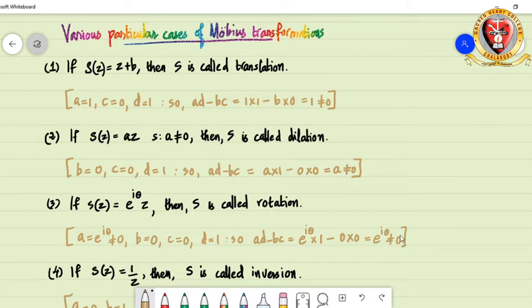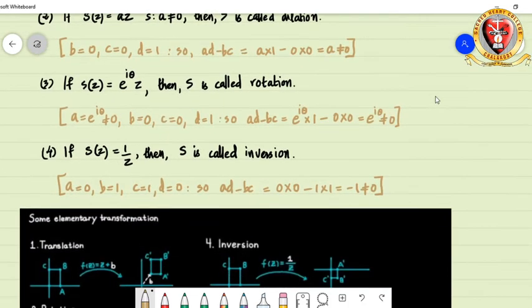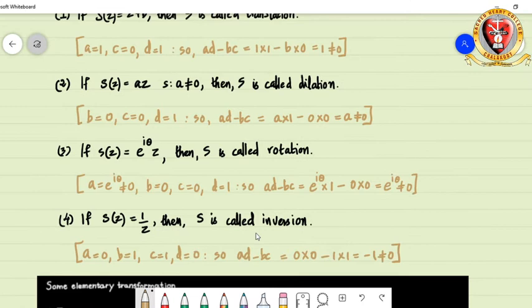So that is another kind of Mobius transformation. And the next one is called inversion. Inversion, as the name suggests, S of Z will be mapped to 1 by Z. And here we have A to be 0, B to be 1, C to be 1 and D to be 0. And here AD minus BC is coming as the value minus 1, which is not equal to 0. That is also a Mobius transformation, and that is nothing but inversion.